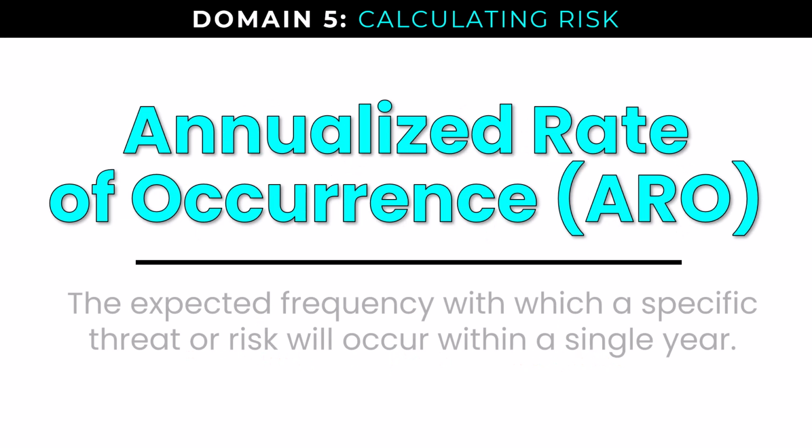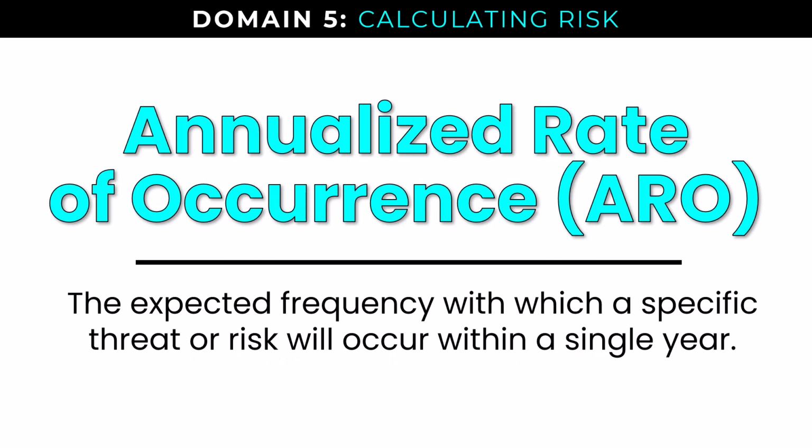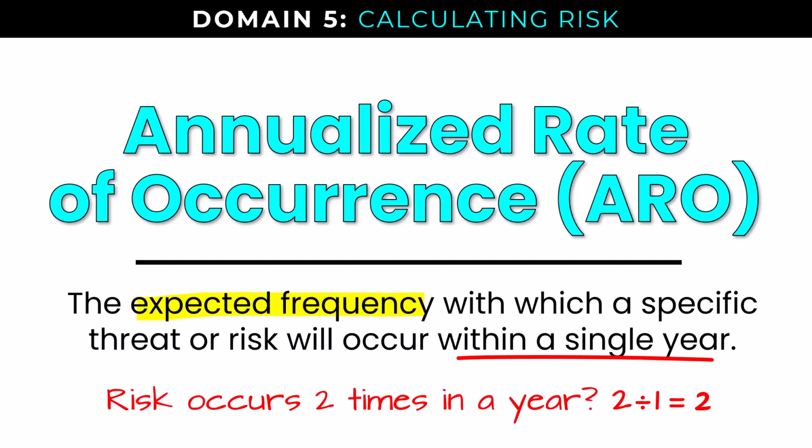Next, we have the annualized rate of occurrence, or ARO. This is the expected frequency with which a specific threat or risk will occur within a single year. So within a single year is key. So, for example, a risk occurs 2 times in a year. 2 occurrences divided by 1 year equals 2. That's our annualized rate of occurrence, twice a year.